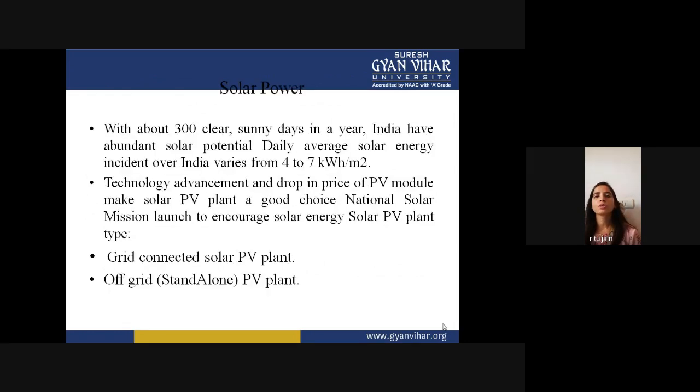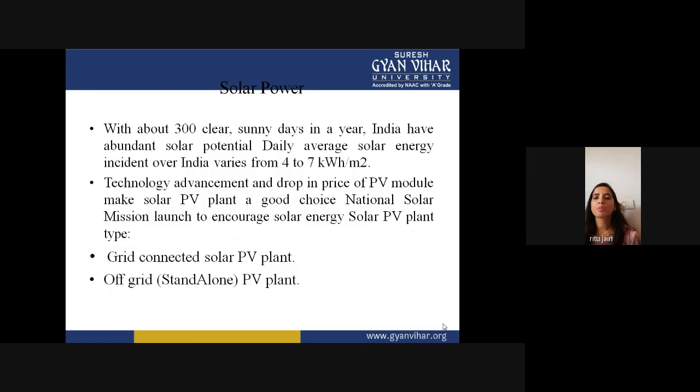Next is solar power. In India, you can get sunlight on about 300 days in a year, which is a very good thing, and we can use solar power plants to generate electricity. With about 300 clear sunny days in a year, India has abundant solar potential. The daily average solar energy incident over India varies from 4 to 7 kilowatt hour per meter square.